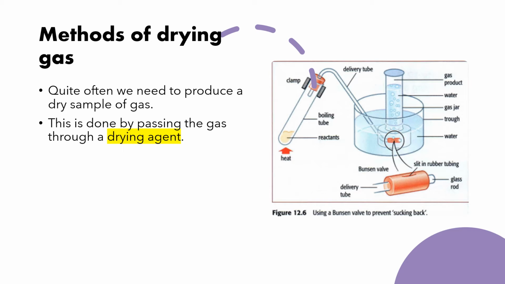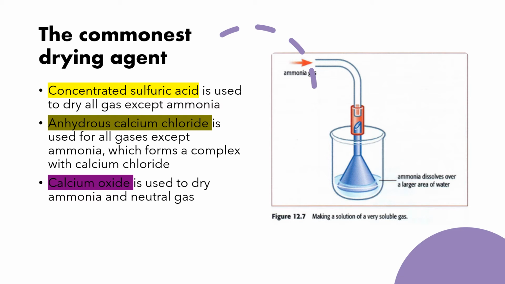Methods of drying gas. Quite often, we need to produce a dry sample of gas. This is done by passing the gas through a drying agent. The commonest drying agent we use, the first, is concentrated sulfuric acid, which is used to dry all gases except ammonia, because ammonia is a base and sulfuric acid is an acid, so there will be a reaction to form salt.